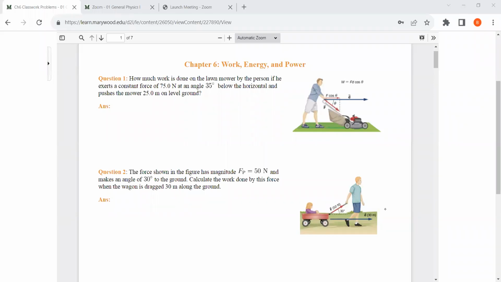All right, so let's start the problem solving for chapter 6. Let's start with question number 1. Here it asks us to calculate the work done.